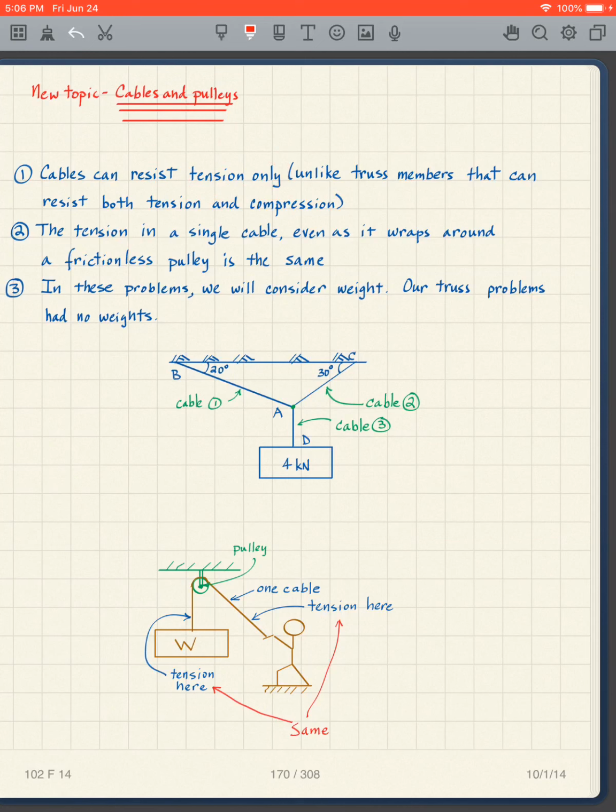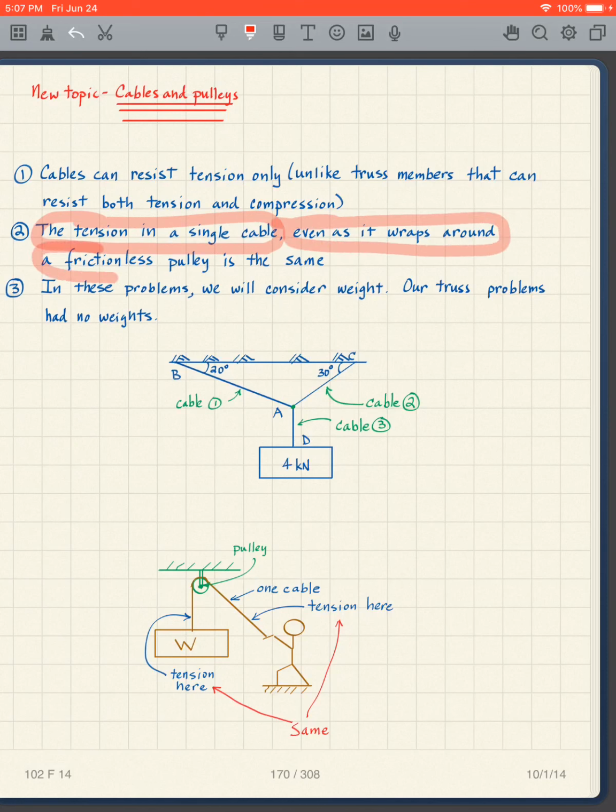So how's this going to impact our analyses here? Well, if we show tension on our free body diagram, which we will do, and we ever get a negative number, we know the system is unstable, that the cable cannot take that compression, so we've either made a mistake or the system is unstable.